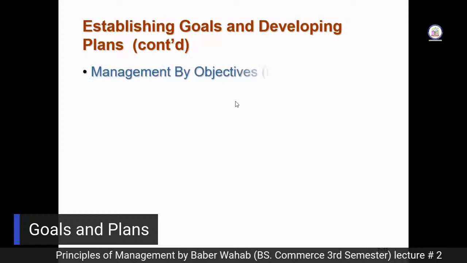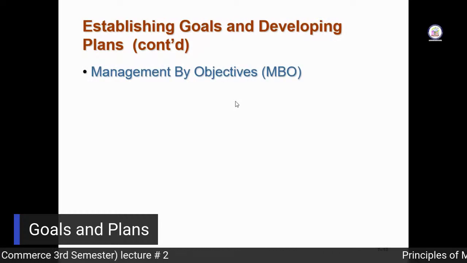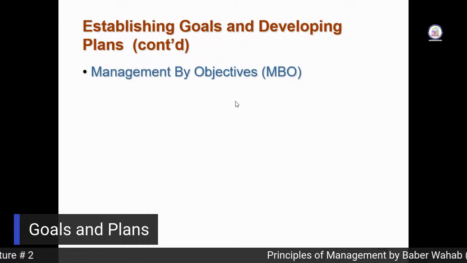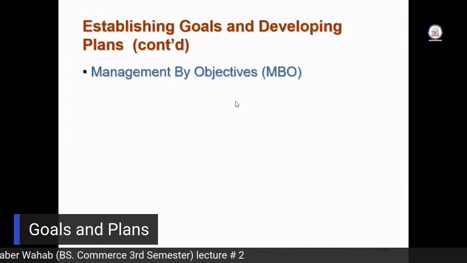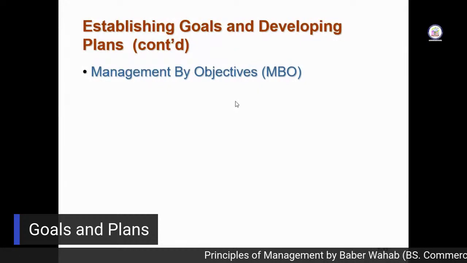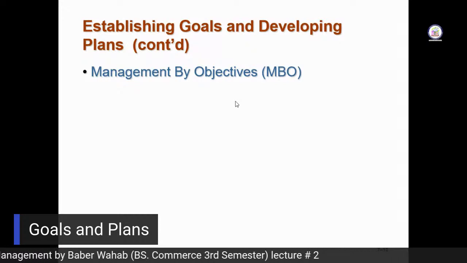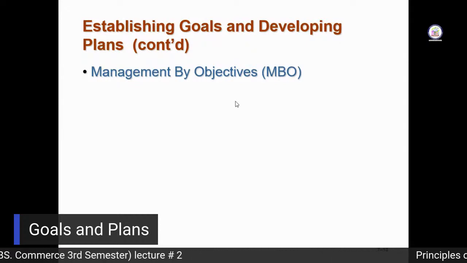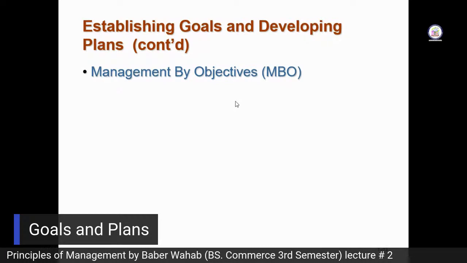In contrast to traditional goal setting, there is something called management by objectives. This was introduced by a management thinker by the name of Peter Drucker. He died, I think, about 10 years back, at the ripe old age of 98. And he introduced this concept, if I'm not mistaken, in the 1950s. And this is in contrast with the traditional top-down goal setting. Not completely opposite to it, but different from it.